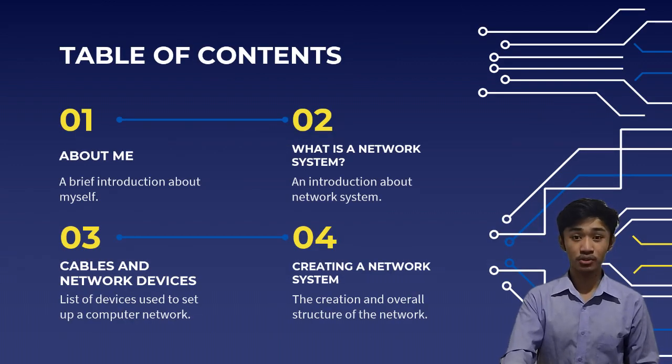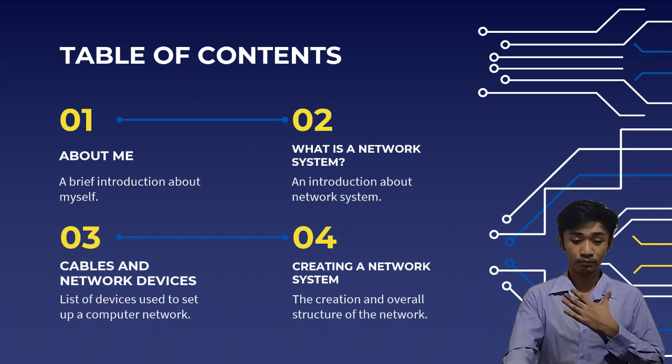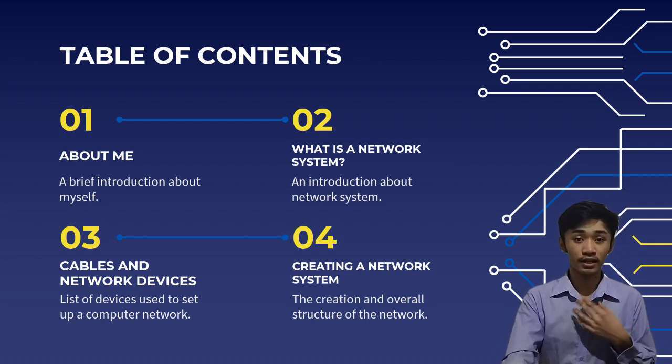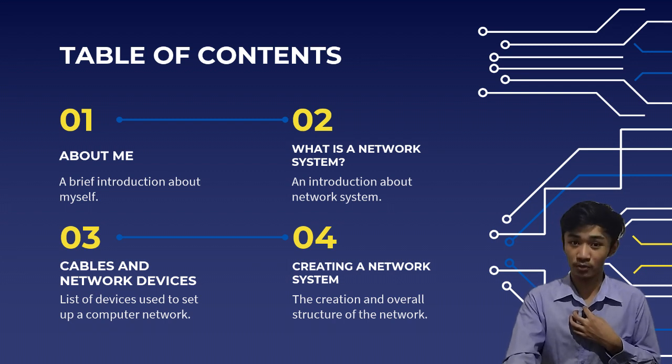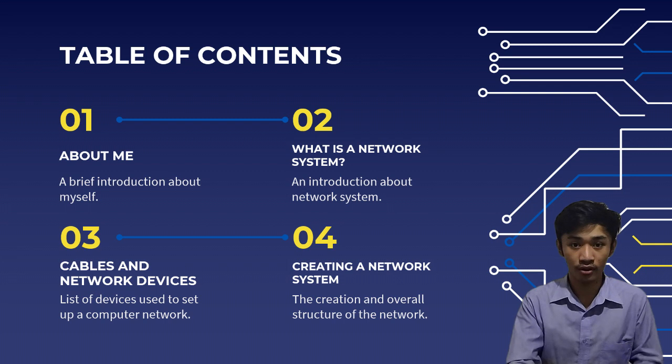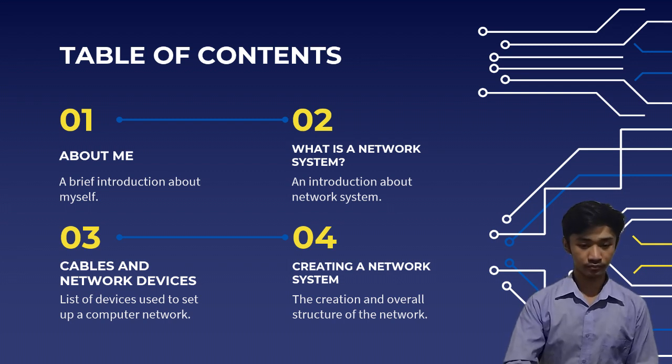The table of contents of our today's topic will be: first, about me, a brief introduction about myself. Number 2, what is a network system? It contains an introduction about network system. 3, cables and network devices. List of devices used to set up a computer network. And number 4, creating a network system, contains the creation and overall structure of our network.